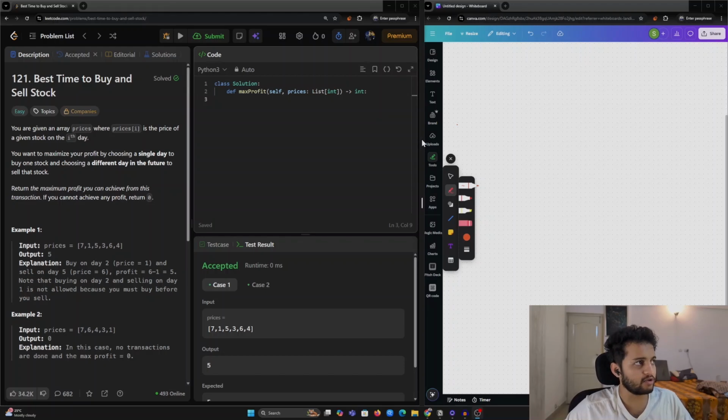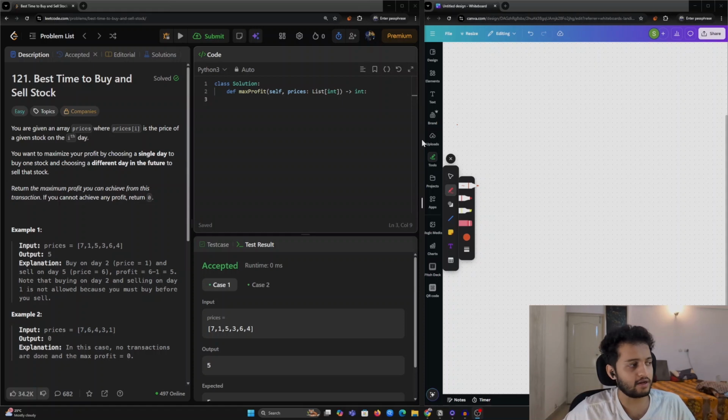Okay, so the LeetCode question is best time to buy and sell stock. You are given an array prices where prices[i] is the price of a given stock on the ith day. You want to maximize your profit by choosing a single day to buy one stock and choosing a different day in the future to sell that stock. And we have to return the maximum profit that we can achieve from this transaction. And if you cannot achieve any profit, we have to return 0. So basically, you won't do any kind of transaction.